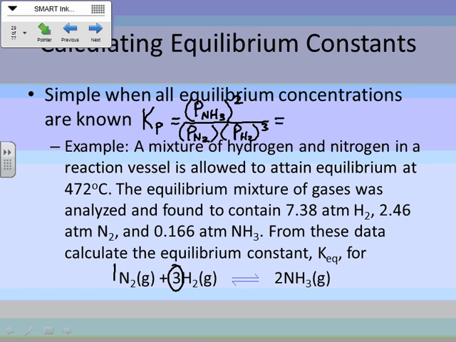Okay? So our Kp equals, let's see, our NH3 is 0.166. And I guess we can keep track of our units here. K should be a unitless number. Let's see, the pressure of the N2 is going to be, where is it? 2.46. It's not going to be here. Trying to remember exactly why that's the case. And the H2, 7.38. Okay, so then once we calculate this, that should give us our answer.